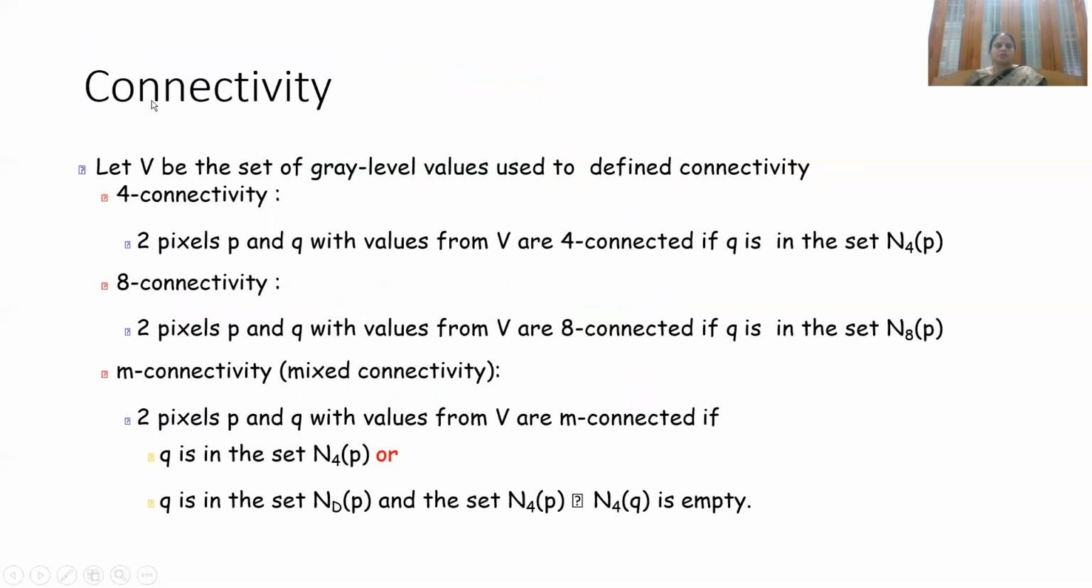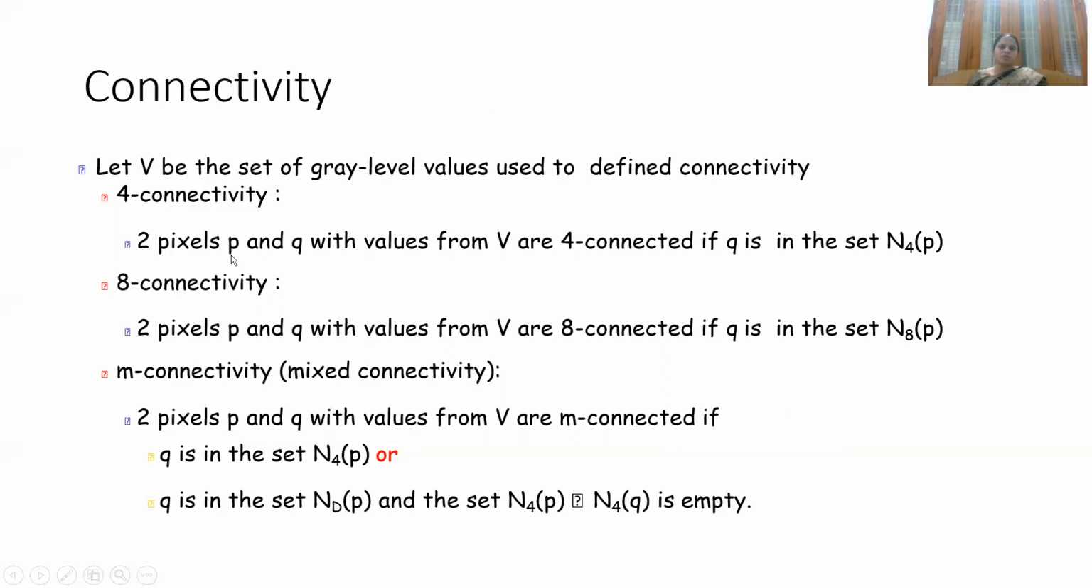Next topic we will see connectivity, how the pixels are connected. When gray levels are used, it represents connectivity. A pixel present at a neighbor position represents the neighbor of a pixel. But if we use the gray level values to connect those pixels, then it is connectivity. Rest is all the same concept.